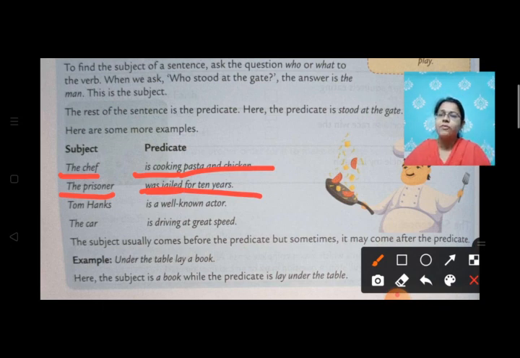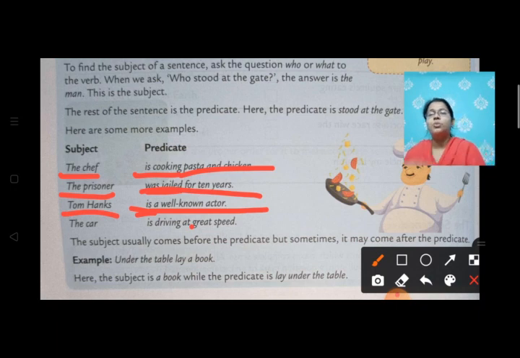टॉम हैंक्स इज अ वेल नोन कैरेक्टर. नाउ योर स्टूडेंट्स, वी डोंट हैव एन एक्शन वर्ड. इस जो है वो वर्ब ही है हमारा, लेकिन वो एक्शन वर्ड नहीं है, ठीक है. बट इसके बारे में ज़्यादा बता रहा है सेंटेंस. किसके बारे में ज़्यादा बता रहा है? टॉम हैंक्स के बारे में. हु इज़ टॉम हैंक्स? ही इज़ अ वेल नोन कैरेक्टर. सो ओवर हियर इन दिस सेंटेंस यू कैन सी कि जो प्रेडिकेट है हमारा वो सब्जेक्ट के बारे में ज़्यादा बता रहा है. ठीक है, द कार इज़ ड्राइविंग एट ग्रेट स्पीड.